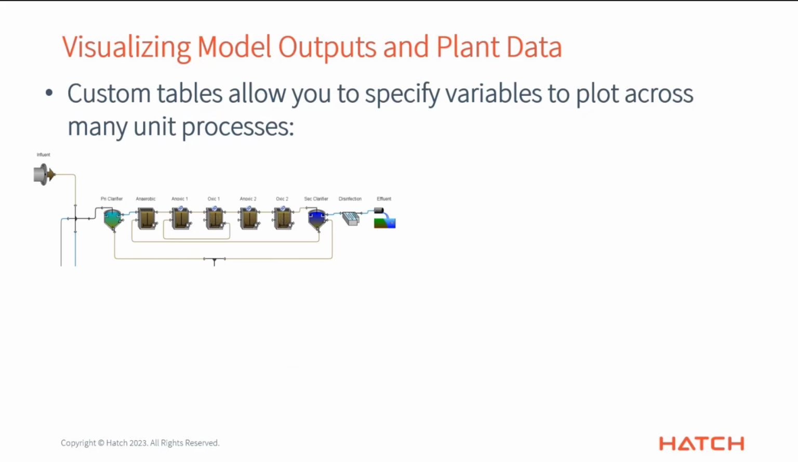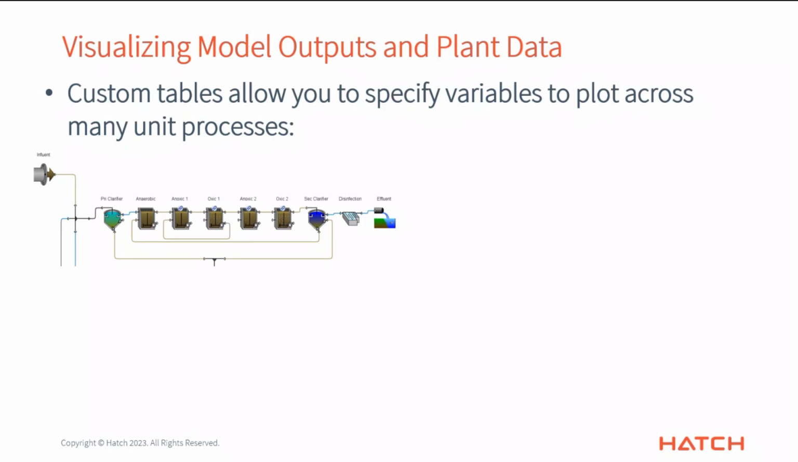Now, all of that is great for situations where you are plotting something within a single unit process. But what we need to be able to do as well, and we have an additional tool for this, is to build a bar graph out of multiple points in your layout that stretches across the entire plant. Say I wanted to plot phosphorus from the influent through all of these reactors and clarifiers and everything all the way to the effluent. Now, you can do that.